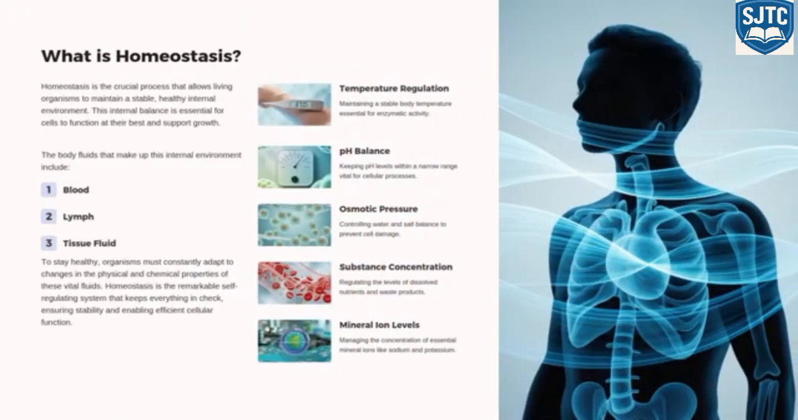What is homeostasis? Homeostasis is the crucial process that allows living organisms to maintain a stable, healthy internal environment. This internal balance is essential for cells to function at their best and support growth. The body fluids that make up this internal environment include: 1. Blood. 2. Lymph. 3. Tissue fluid.